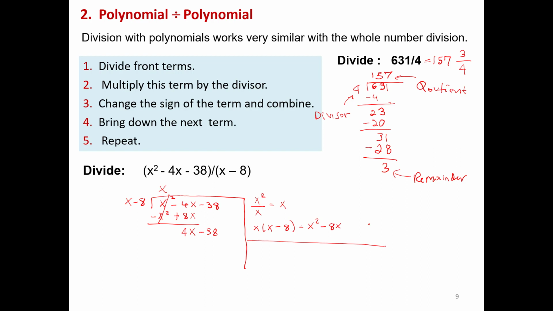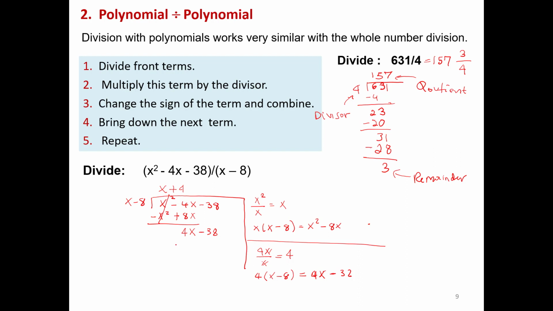I will just start the procedure again. Divide the front terms: 4x divided by x. The x cancels out, and we have 4. We'll write this one. Because 4 is positive, we will write plus 4. Now multiply 4 by x minus 8. In the same way, we multiply 5 times 4 in the normal division. Now we multiply 4 times x minus 8. And 4 times x is 4x. 4 times negative 8 is negative 32x.